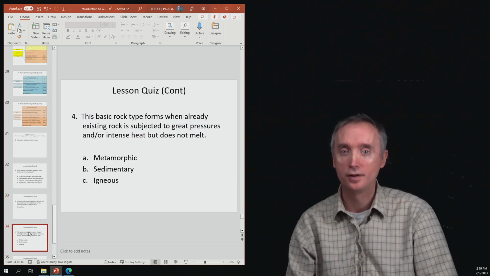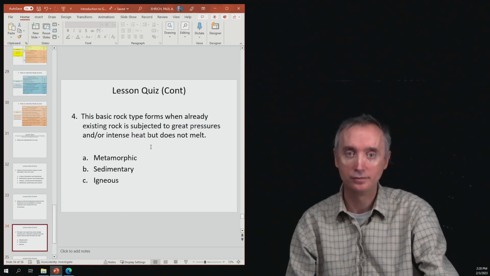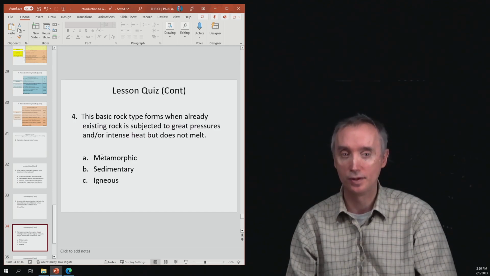Number 4, this basic rock type forms when already existing rock is subjected to great pressures and/or intense heat but does not melt. So would that be a metamorphic, a sedimentary, or an igneous? Now if I had not said that last thing, but does not melt, then technically it could have been an igneous one. But we're talking about metamorphic. So we're going to alter the rock, but we're not going to melt it.